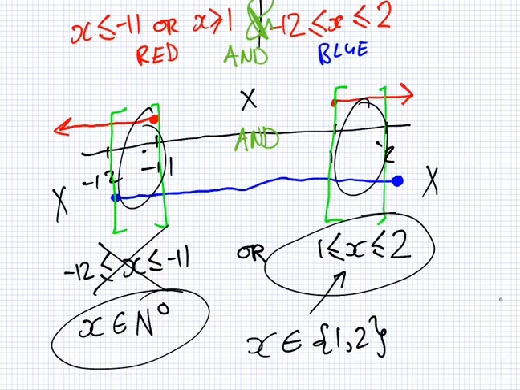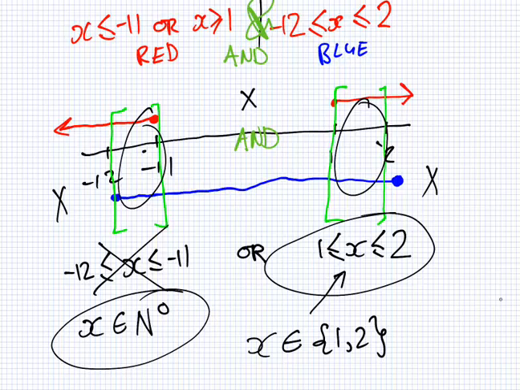So you want x to be bigger than minus 12, but smaller than minus 11. Or, because you want to be here or here. This is where you can have red and blue. So you can have red and blue here or here. So be careful with and or. So it's minus 12 to minus 11 or 1 to 2.